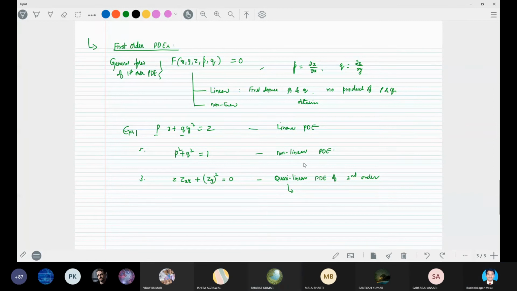Please understand, no confusion here. Quasi-linear means the higher order derivatives have degree 1 and no product of the higher order derivatives is present in the given equation. Then such equations are said to be quasi-linear equations. Okay?